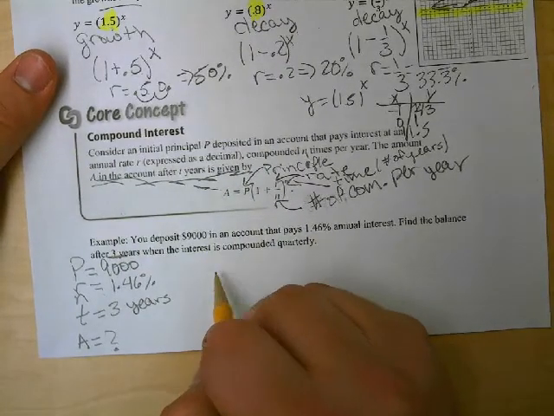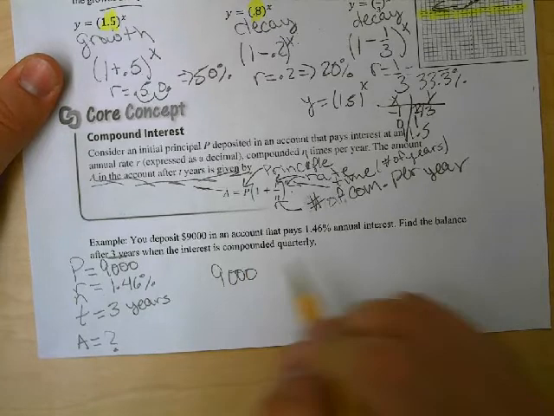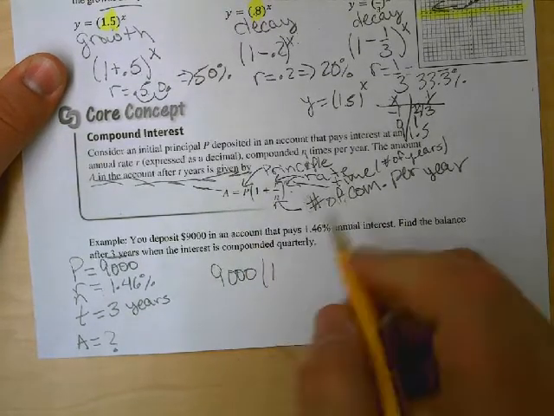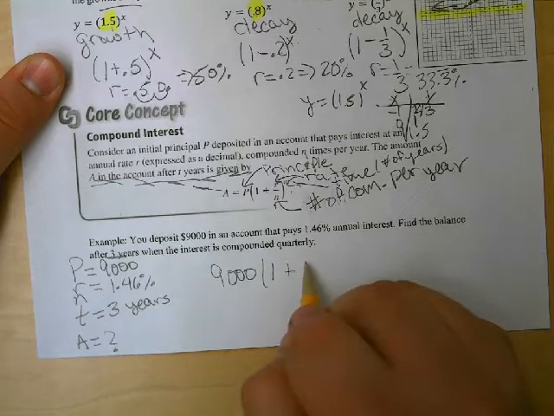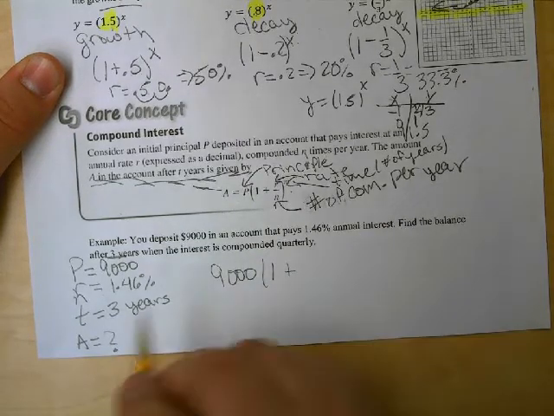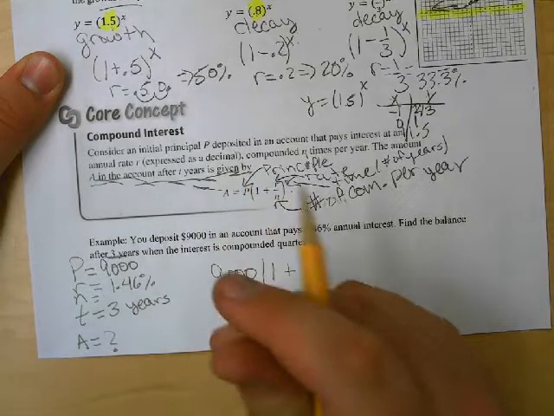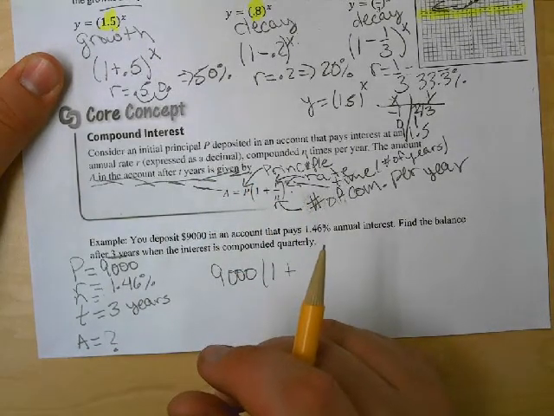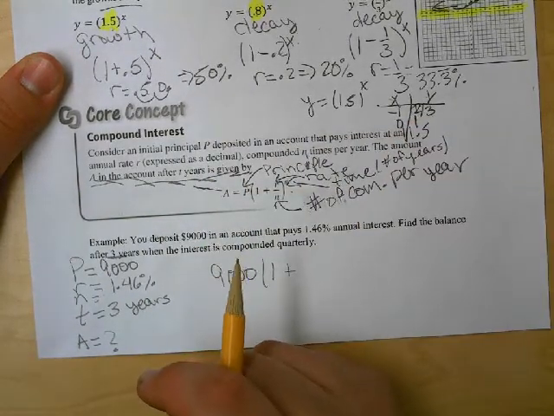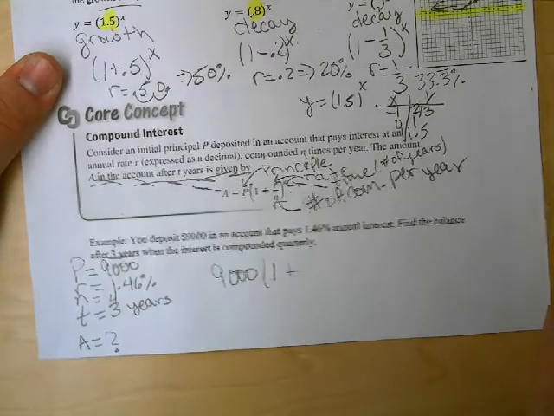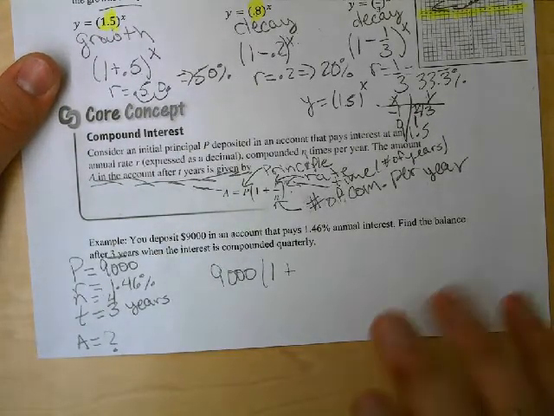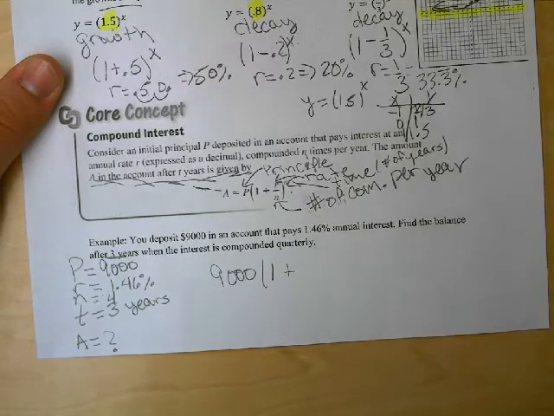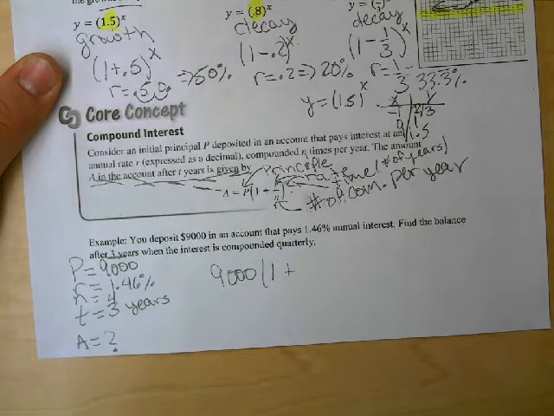So P would just be 9,000. 1 plus the rate over N. Oh wait, I forgot N. How many times does this get compounded a year if it's compounded quarterly? 4 times. Yep, N is 4. So it'll be rate over N. Now, when I have rates in terms of percentage, I need to convert this to a decimal. Can anyone tell me how to convert a percentage to a decimal?